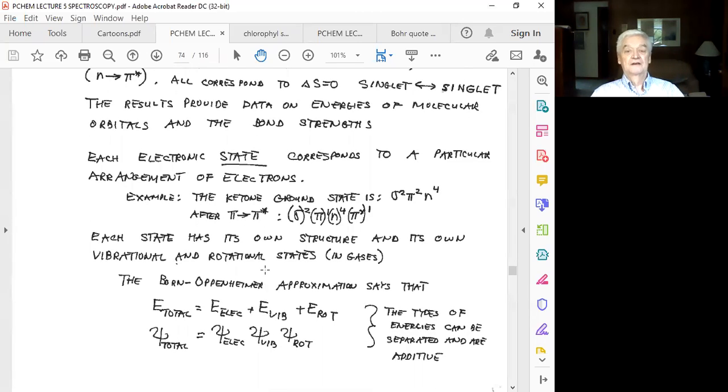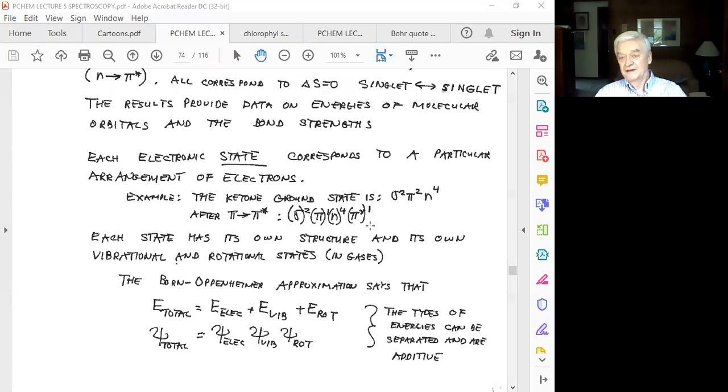An important point of this discussion is that once we have a transition take place, we have a new configuration for the molecule, and the molecule behaves totally differently. Our ground state for our hypothetical ketone here was sigma squared pi squared n4. This is where we had our 8 electrons: 4 non-bonded electrons, 2 pi bonding, 2 sigma. If we have a pi to pi star transition, then this is our new configuration: 1 pi electron left, but we've added a pi star.